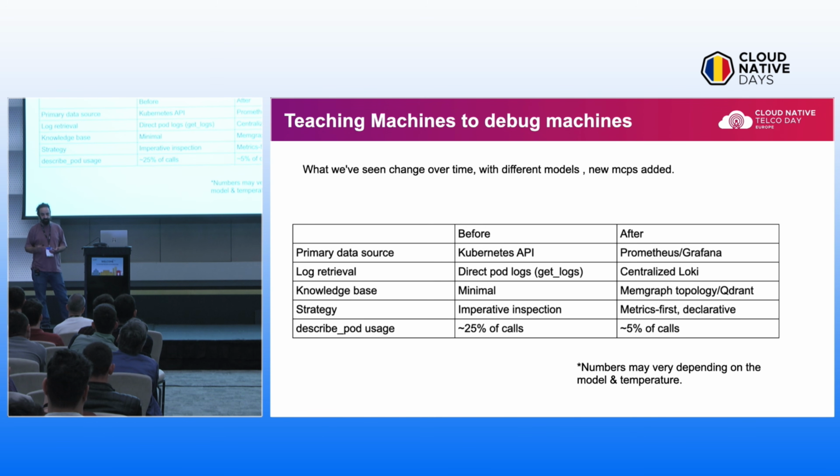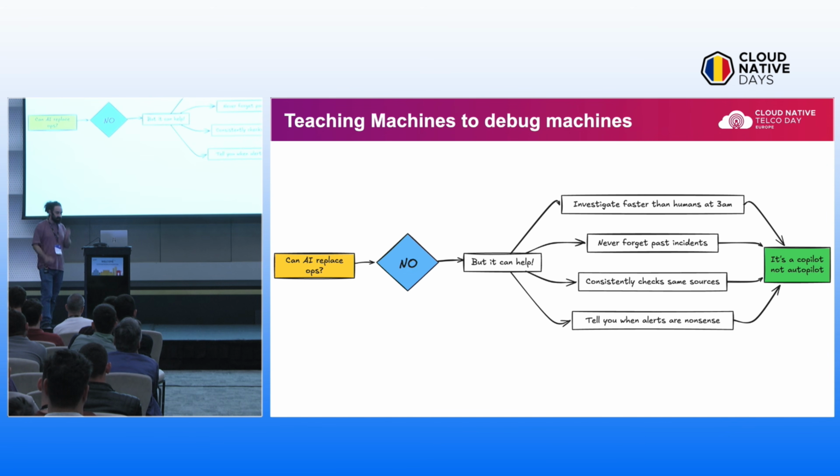It's changed the strategy a bit. It first started to look at metrics and so on. And we've seen the tool going down for describe pod usage and stuff like that, because it was able to use Loki and other things.